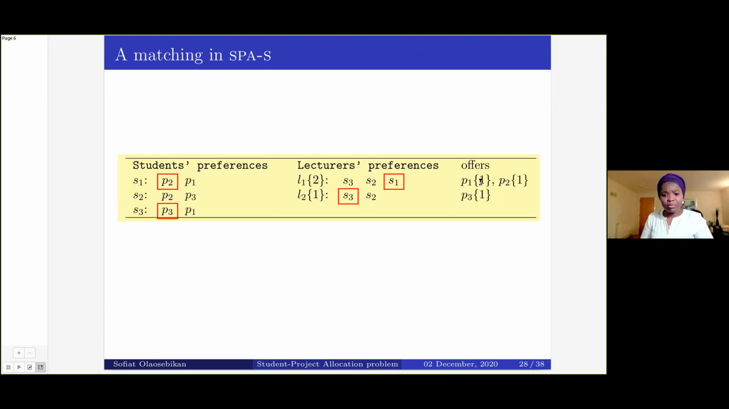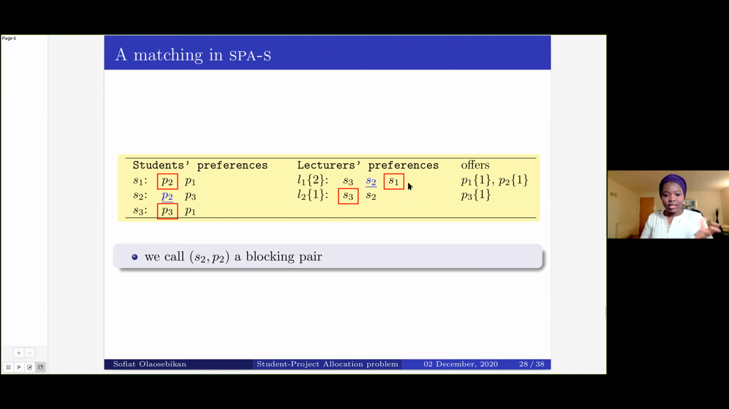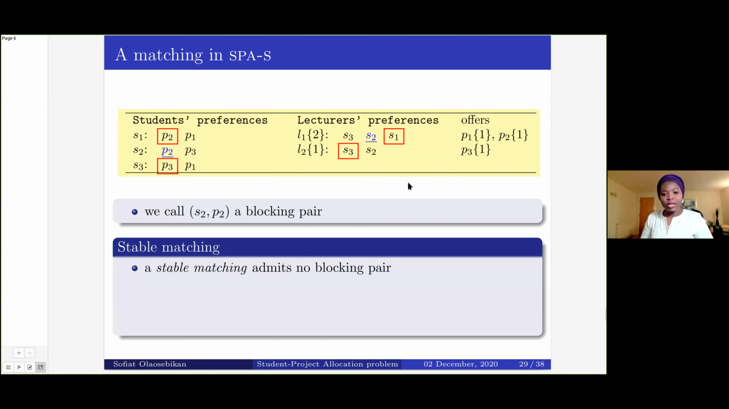So this is an example of a matching that is not stable. Student 2 wants to be assigned to project 2, and the lecturer offering project 2 would rather have student 2 than somebody that is currently assigned to her. So they both form a blocking pair. And we say that we want to avoid blocking pairs at all costs in our matching, again, just so that it doesn't unravel. So what we seek is a stable matching, and a stable matching admits no blocking pair.